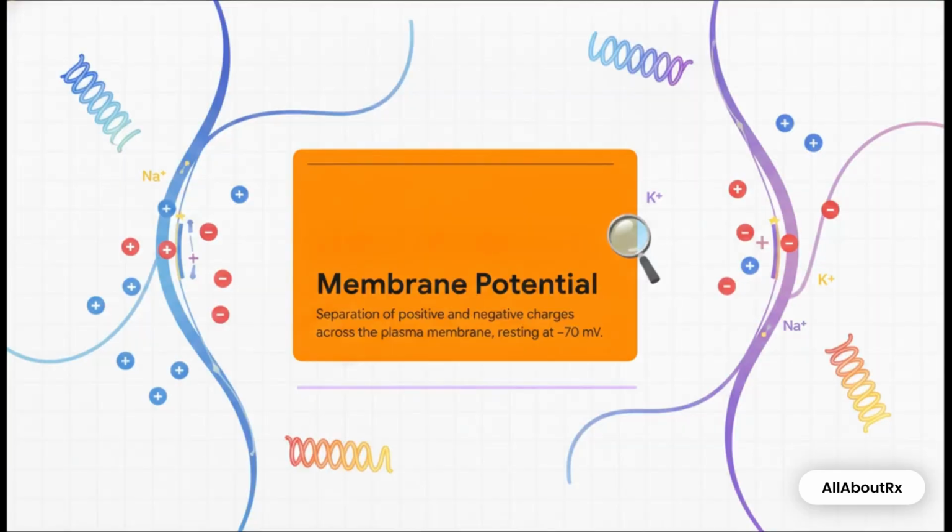So, every cell maintains a resting membrane potential. In neurons, this baseline is typically around -70 millivolts. Why so negative? Well, it's all due to the uneven distribution of ions, stuff like sodium and potassium, and the differential membrane permeability between the inside and outside of the cell. Think of it like a tightly coiled spring, electrically speaking, just waiting to snap.